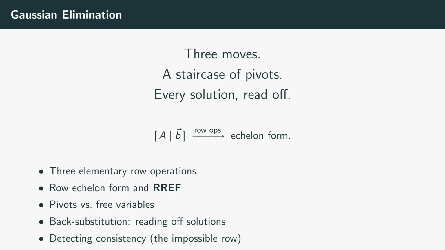We start with three simple moves called elementary row operations, each one reversible and each one leaving the solutions untouched. We use those moves to march the matrix into a staircase shape called row echelon form, and then a cleaner version called reduced row echelon form. Along the way, we will meet pivots, the leading entries of that staircase, and free variables, the unknowns we are allowed to choose. Then, we read off the answer by back-substitution, working from the bottom row upward. And we will see how a single impossible row instantly tells us the system has no solution. One algorithm that handles a unique solution, infinitely many, or none. Let's begin.